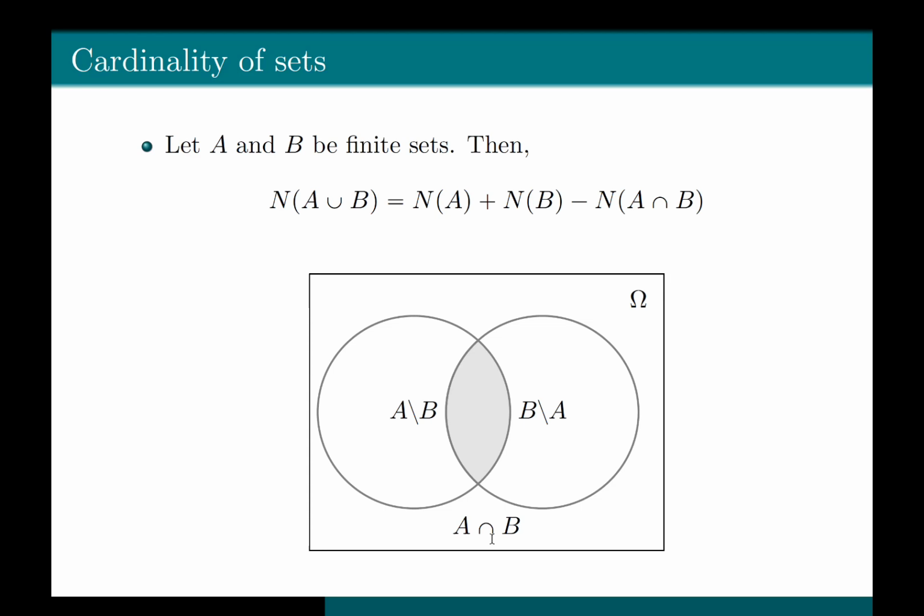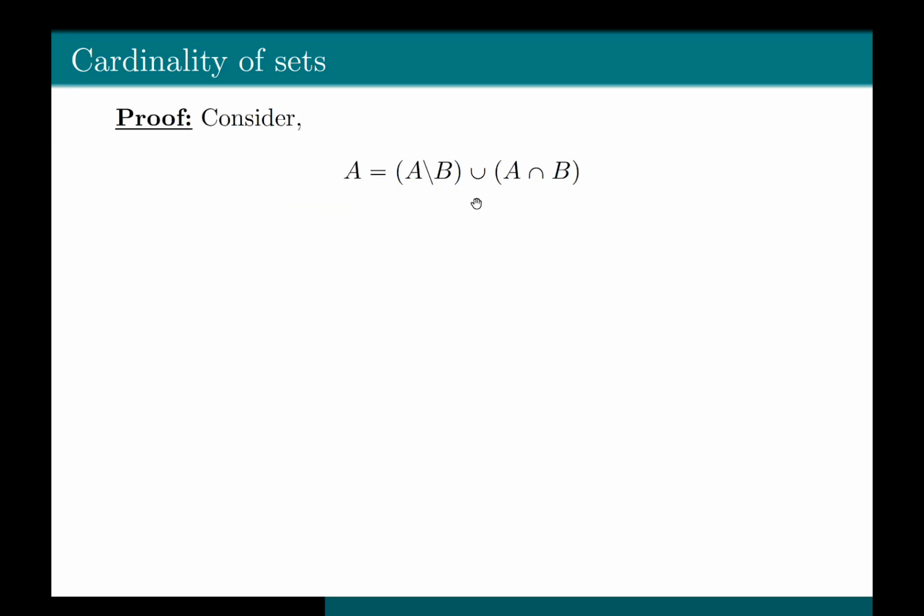And we just now showed that if two sets are disjoint, then the cardinality of the union of those two sets is equal to the cardinality of the first set plus the cardinality of the second set. So cardinality of A will be equal to cardinality of A minus B, which is the cardinality of the first set, plus cardinality of the second set, which is cardinality of A intersection B.